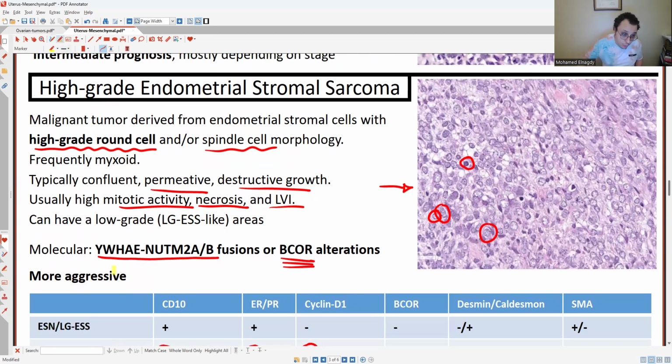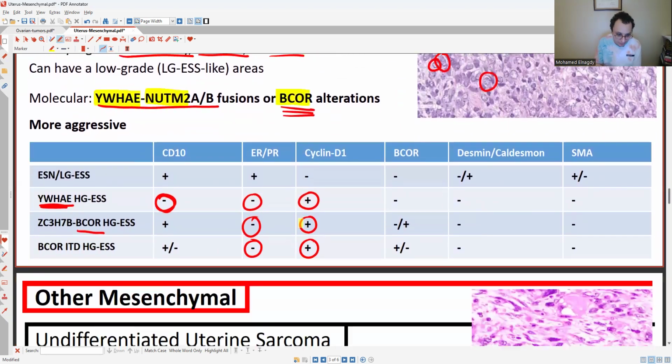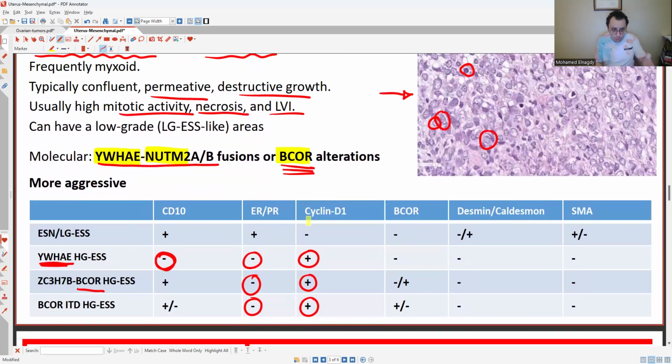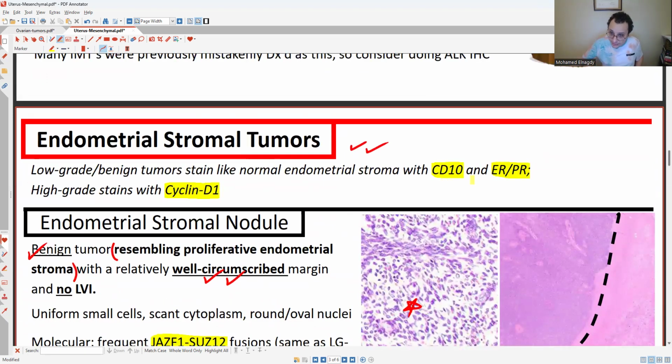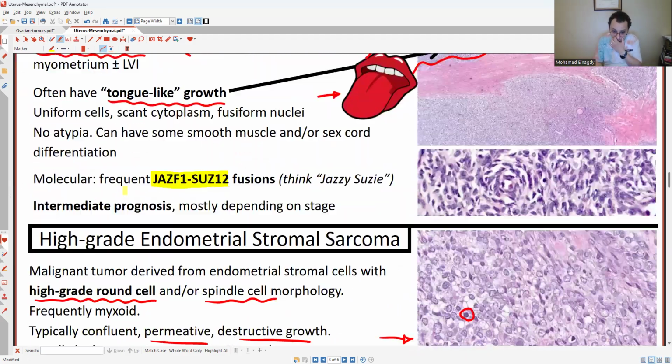The most common two molecular alterations are the YWHAE-NUTM2 fusion, and the BCOR alteration or the BCOR mutation. You don't need to memorize this table, just memorize the scheme for IHC. It's saying CD10 and ERPR are usually positive in the low-grade or benign tumors, and that cyclin D1 is always positive in high-grade endometrial stromal tumors. That's it.